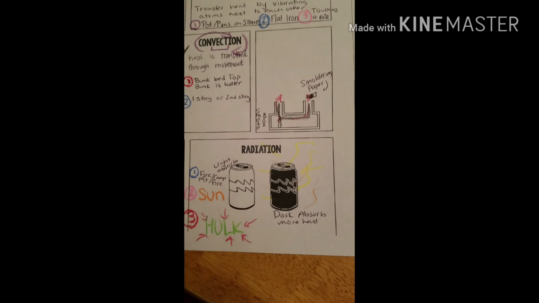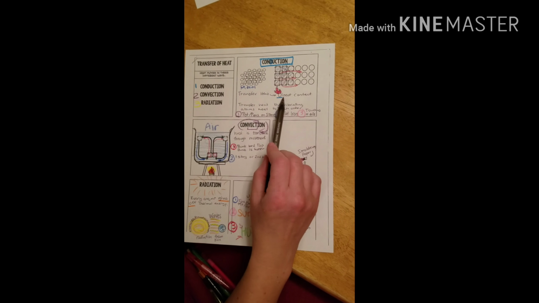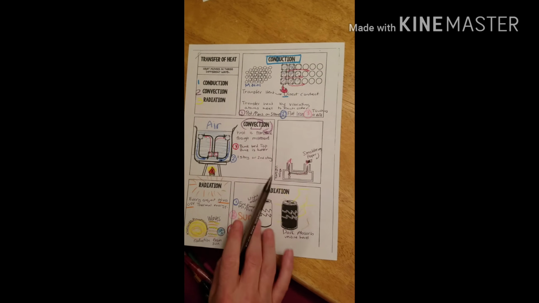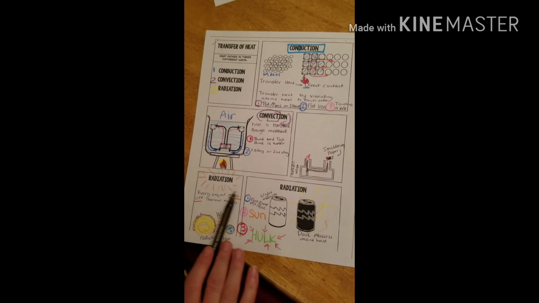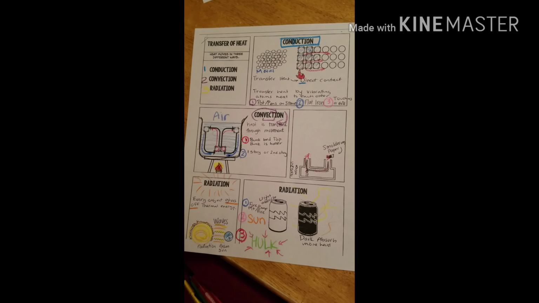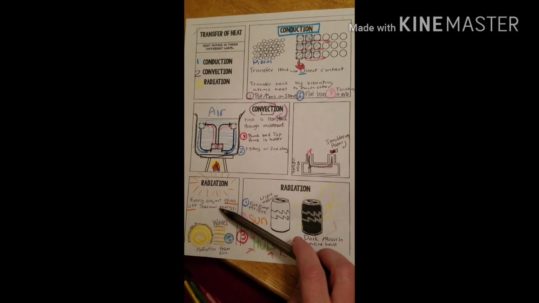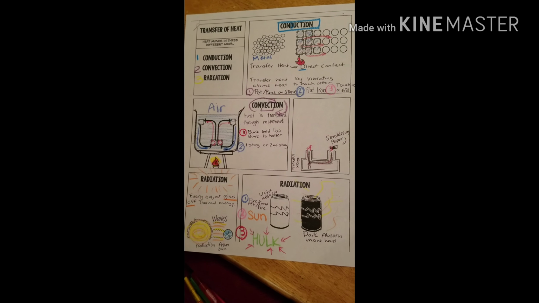He was purple. Okay, so you have 3 types of transferring heat. You got conduction, which is direct contact. You got convection, which is the movement. And then you got radiation, which is like emitting and releasing the heat from an object. So I expect you to be able to understand the definitions of the 3 and be able to give examples or identify examples of the three.